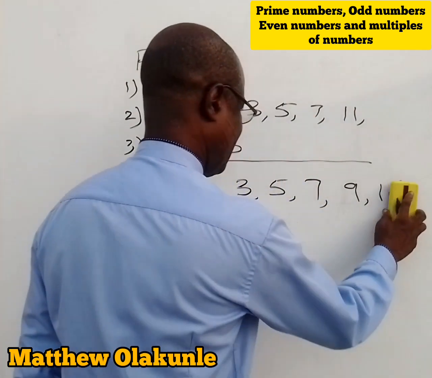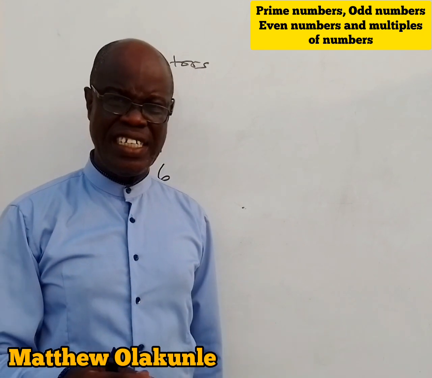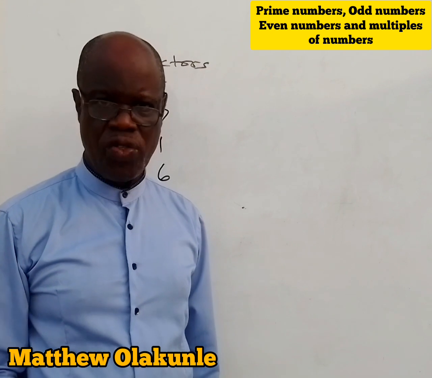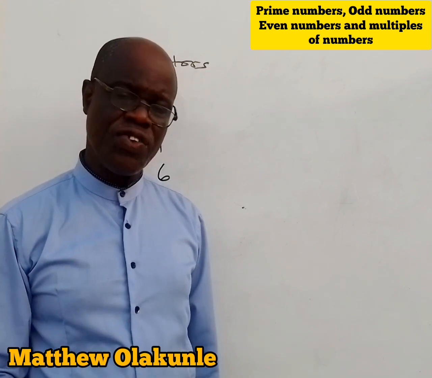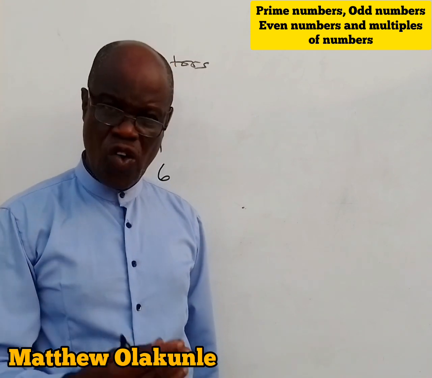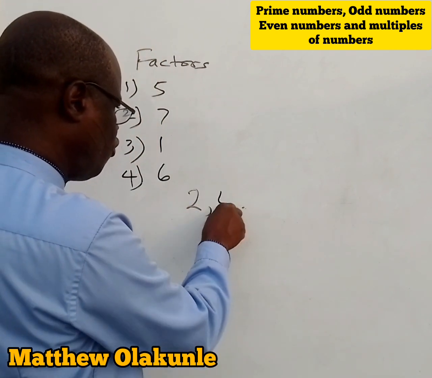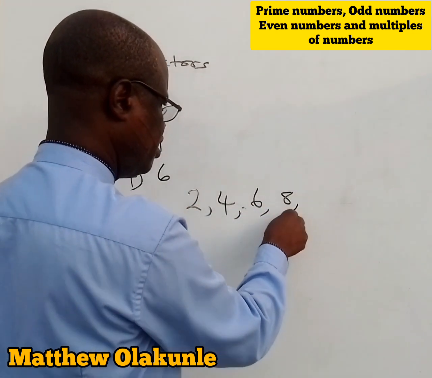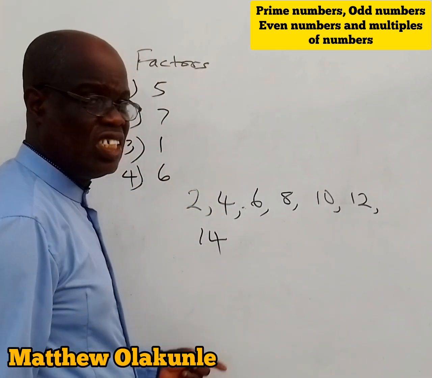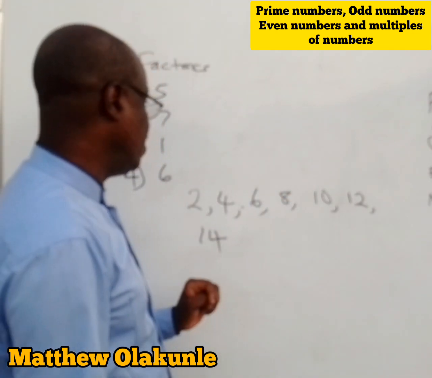What do we call even numbers? Even numbers are those numbers that you can divide by 2 exactly. When you divide them by 2, there won't be any remainder at all. So for example, 2 divided by 2 is equal to 1, so 2 is an even number. 4 divided by 2 is equal to 2, so 4 is an even number. So let's list even numbers. Now we have 2, 4, 6, 8, 10, 12, then 14. So from 1 to 15, we have listed even numbers. All these are even numbers.